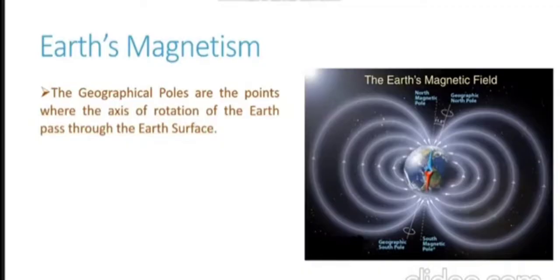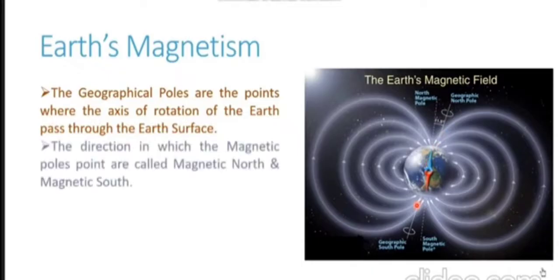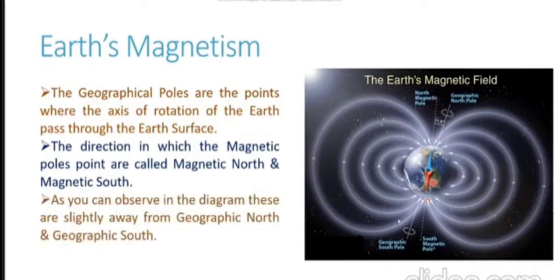So once again emphasizing, the geographical poles are the points where the axis of rotation of the Earth passes through the Earth's surface. The solid line, as I told you before, represents the geographic poles of the Earth. And the direction in which the magnetic poles point are called the magnetic north and the magnetic south. You see the short bar magnet of the Earth. Wherever the poles of the bar magnet point, these are known as the magnetic poles. So as we have seen in this diagram, the magnetic poles are slightly away from the geographic poles.